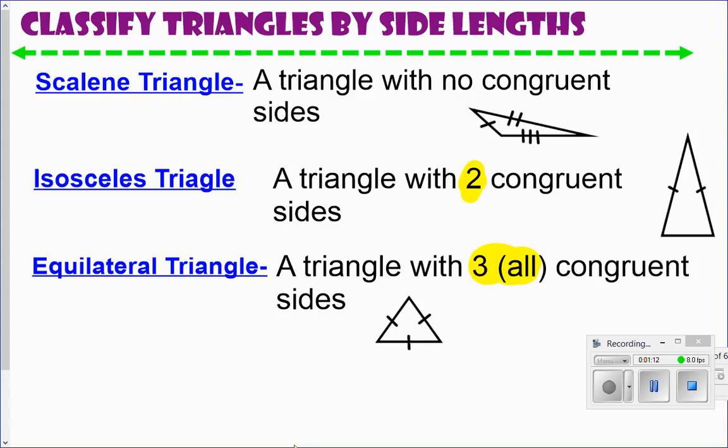By the way, equilateral triangles are also always equiangular, meaning that all three angles have the same measure as well. So whenever you see a triangle marked with three sides congruent, you can also assume that the angles are all congruent as well. And in the isosceles triangle, the two angles that are opposite from the congruent sides are congruent as well. Only two of the angles, but they are congruent as well.